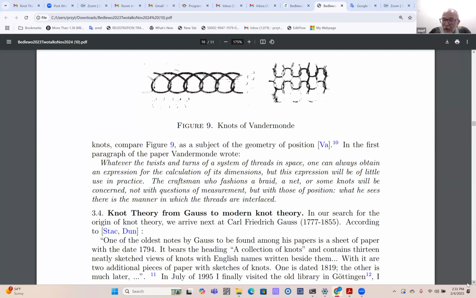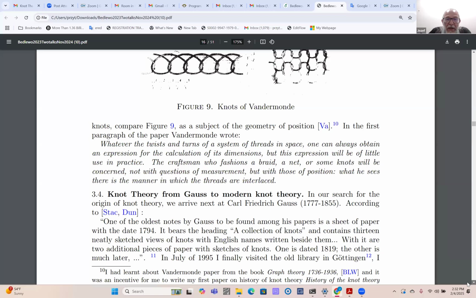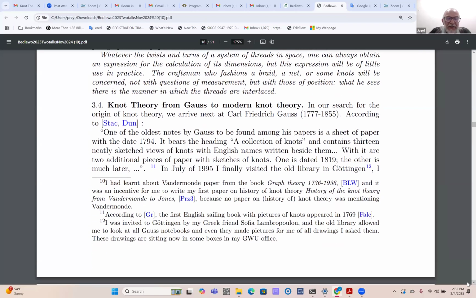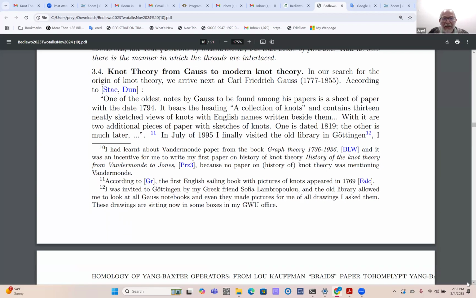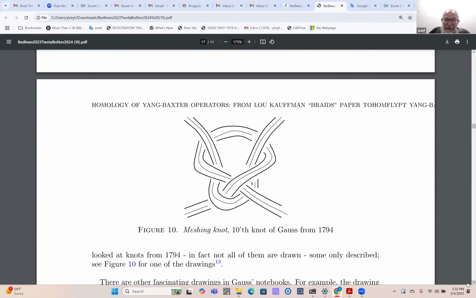Okay, now very soon comes Gauss. So Vandermonde was 1771 and young Gauss is 1794. So at a very early age, he was 17 years old, he was fascinated by knots. And in his notebook, he has a collection of knots. I copied here one of them. In fact, you can say even a framed knot. So this is one of the knots by Gauss.